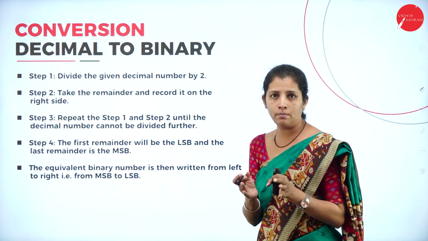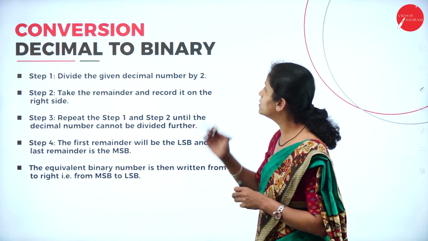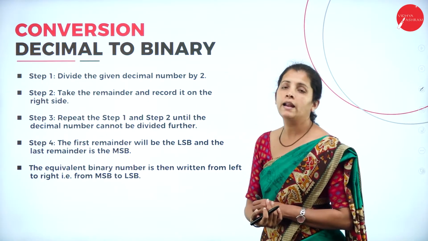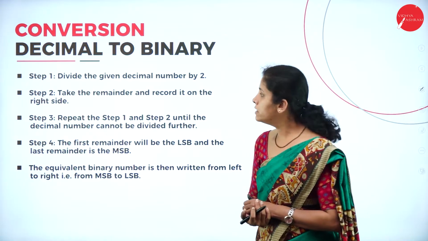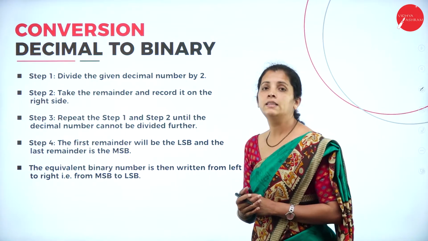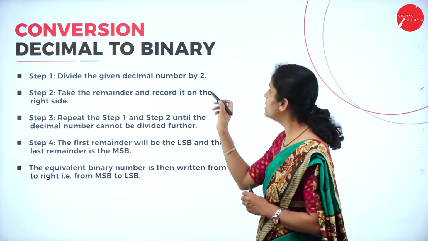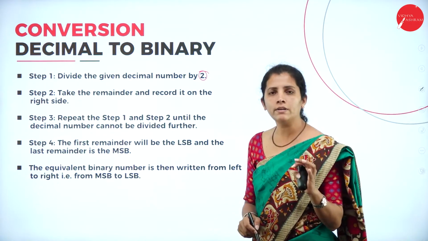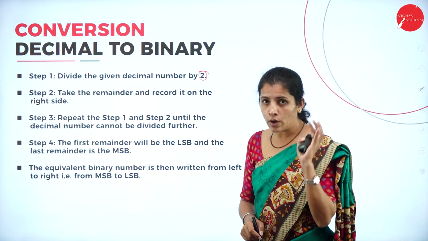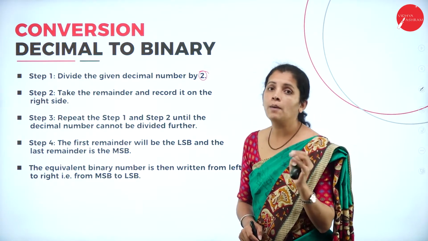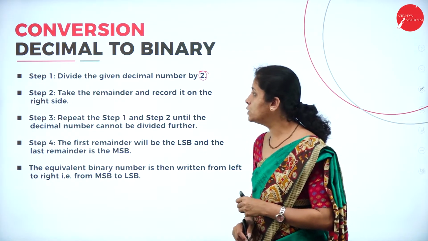Now I'm going to have conversion, that is decimal to binary. I have a decimal number and I want to convert that to binary. And how I'm going to convert? What is my step? I'm going to divide that number by 2. So whatever the decimal number I'm going to have, for that I'm going to divide that number by 2.